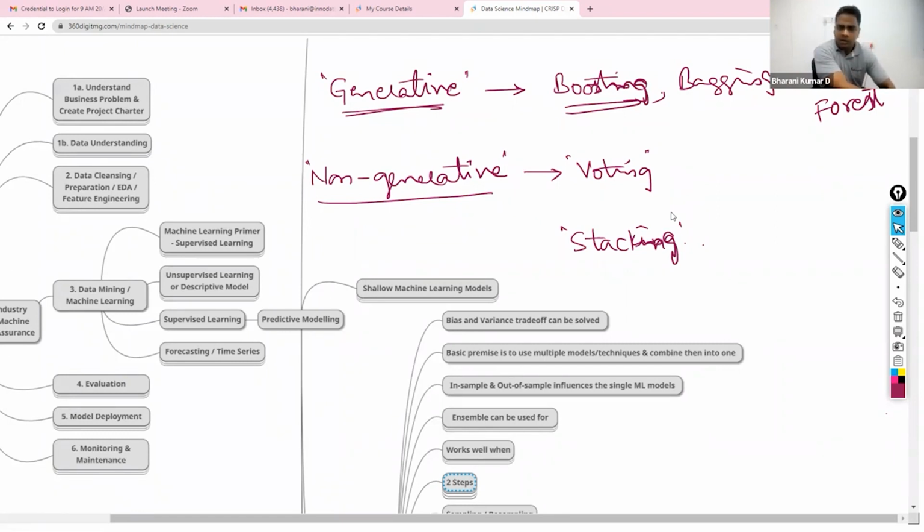No, it can be heterogeneous also. But people don't usually do that. They go with homogeneous only. It doesn't make sense, so they go with homogeneous.